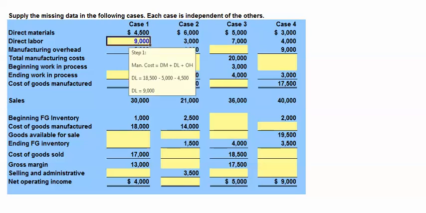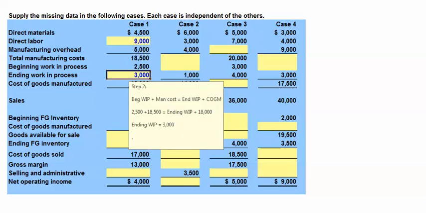We know our total manufacturing cost equals direct material plus direct labor plus manufacturing overhead. And we can solve then for direct labor and we get $9,000. Next we'll solve for ending work in process. We know our total manufacturing cost of $18,500 plus our beginning work in process of $2,500 has to equal our ending work in process plus our $18,000 in cost of goods manufactured. We get $3,000 for ending work in process.